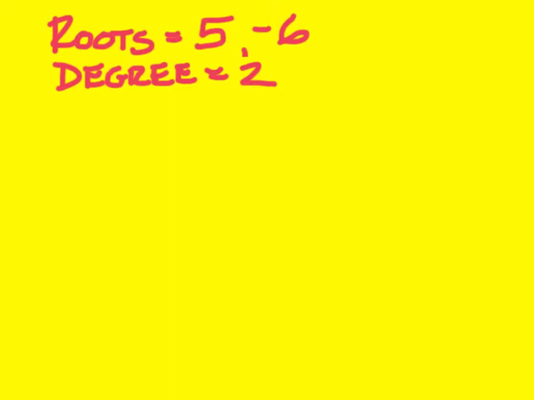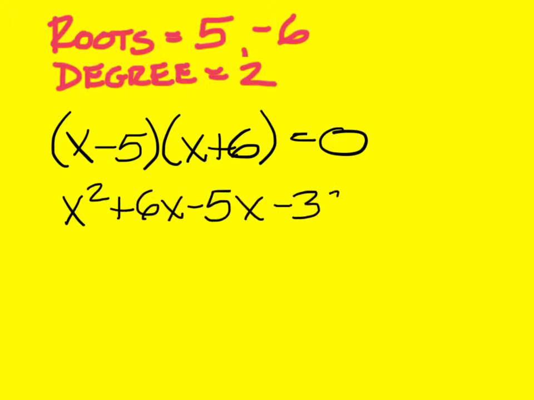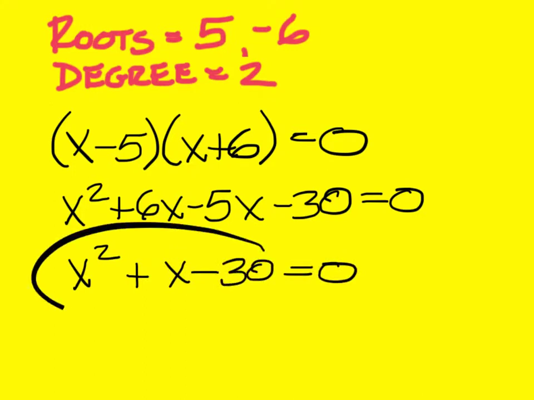On the practice problem, let's start with x minus 5 and x plus 6. And multiply to get x squared plus 6x minus 5x minus 30 equals 0, and simplify the middle to get x squared plus x minus 30 equals 0.